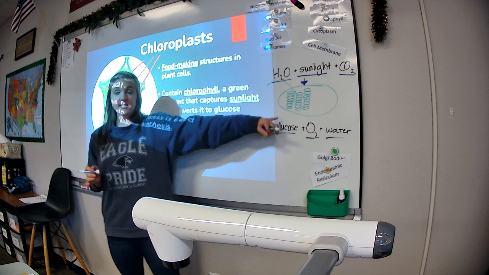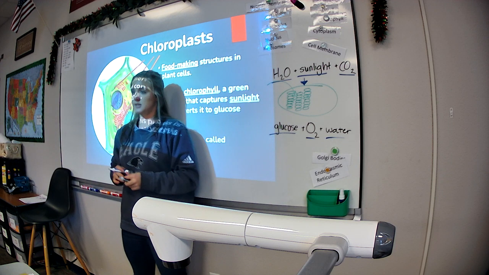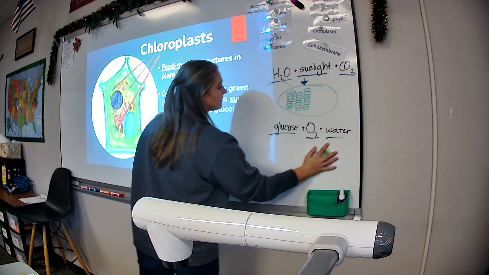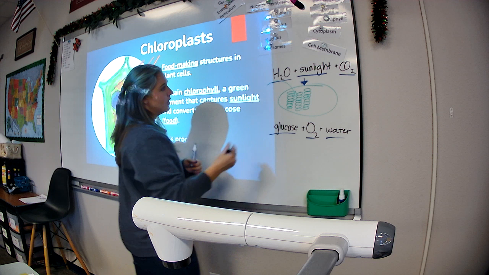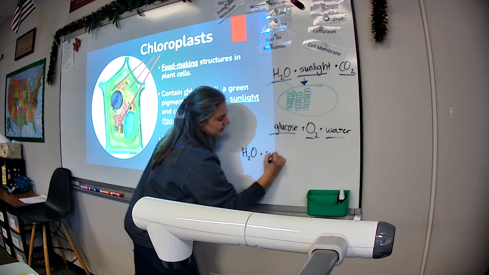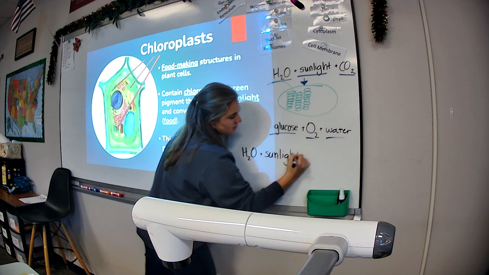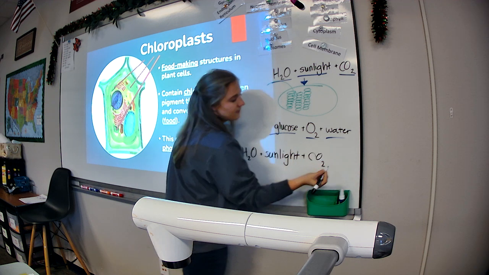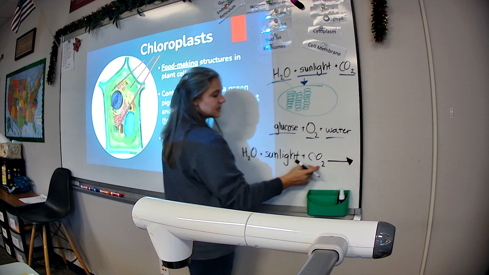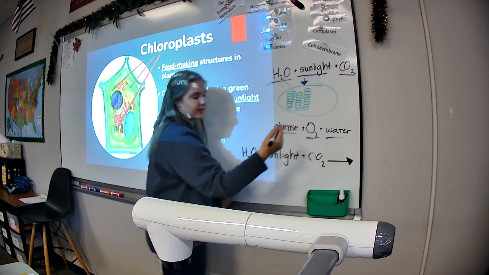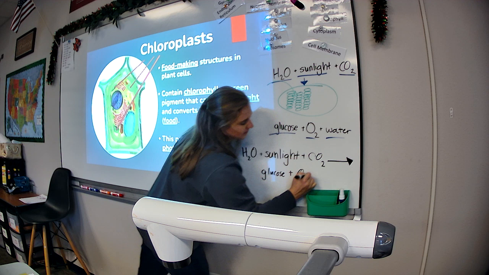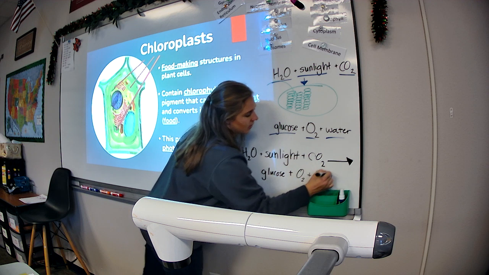Now, this is the exact formula for photosynthesis. If you were to write it as a chemical equation, you would write H2O plus sunlight plus CO2 yields, which is like a big arrow. In chemistry, that just means these 3 combine to form these 3 things: glucose, oxygen, and a little bit of water.